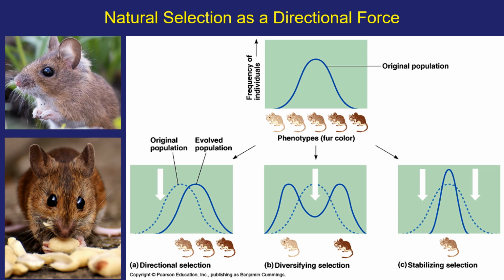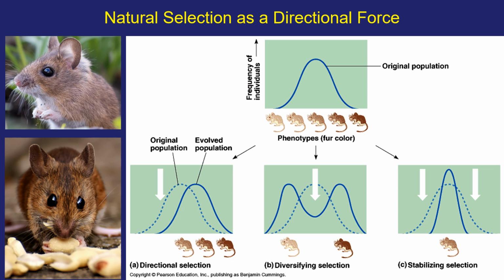And let's say that medium brown is the best match to the surroundings. We will have very strong selection against the outliers. If you're really light or really dark, you're going to stand out. So it's a stabilizing selection, and it's actually reducing the variability in this one trait.